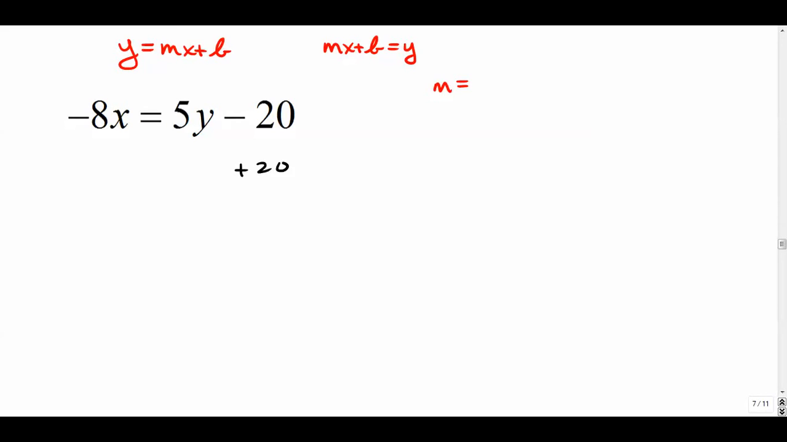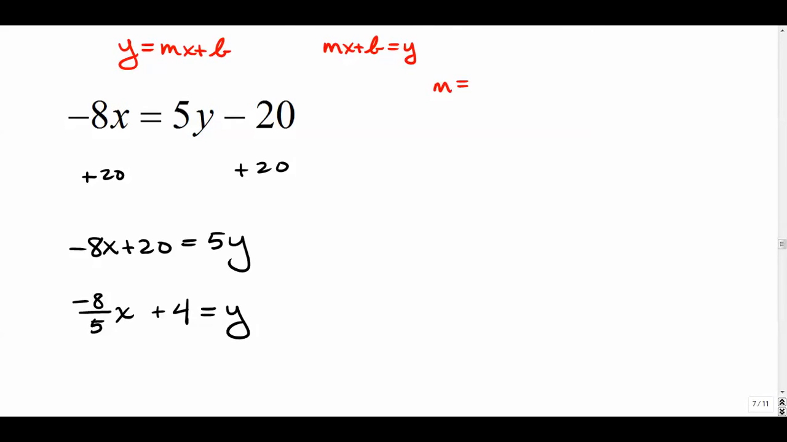I'm going to add 20 to both sides. -8x plus 20, you can't combine those. They're not alike. Is equal to 5y. Divide everything by 5. So we get -8/5 x plus 4 equals y. And if you want to put it into more of the standard form where the y is on the left and everything else is on the right, you can do that. So you can see hopefully pretty easily now that your slope is -8/5, and your y-intercept is 4.